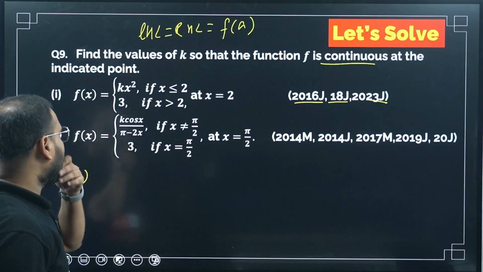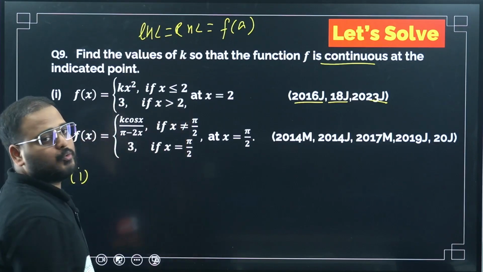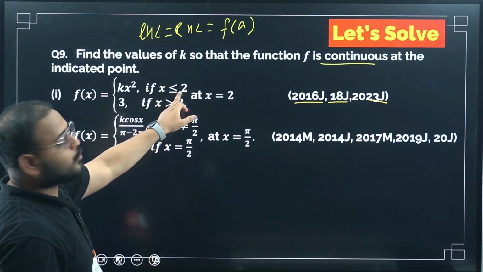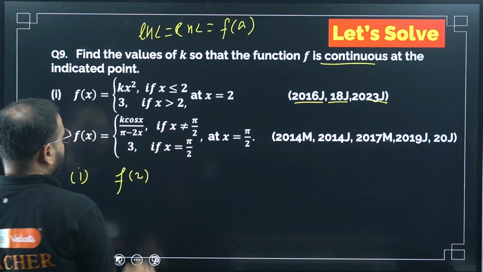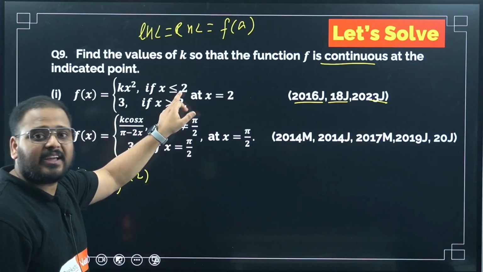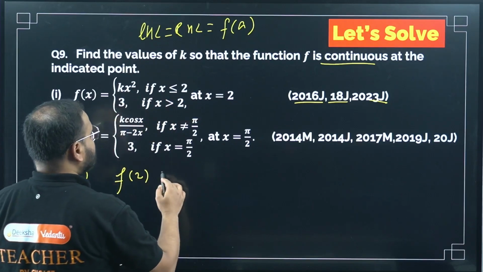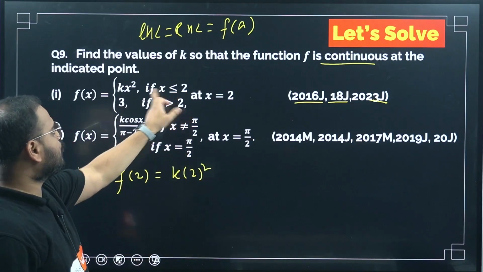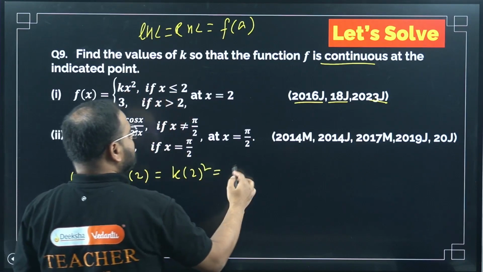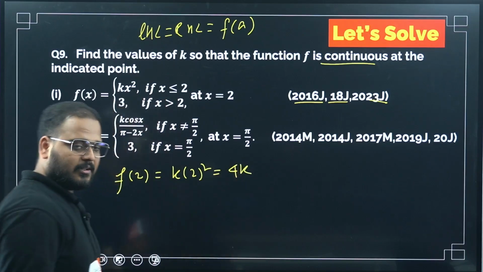They're saying that kx square when x is less than or equal to 2. Less than or equal to 2 means I can take the equality sign. So tell me, what is the function value at 2? Less than or equal to is there, right? So I can take f of 2 as kx square simply. So it will become k times 2 square. Now I'm writing at 2. So 2 square, how much is that going to be? Simply 4k.